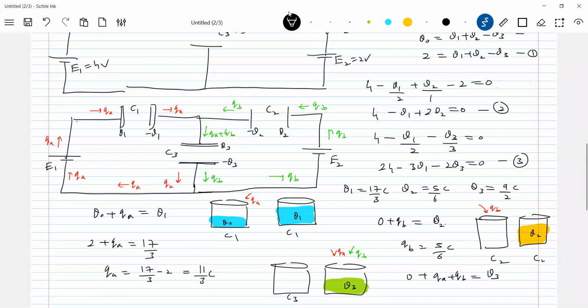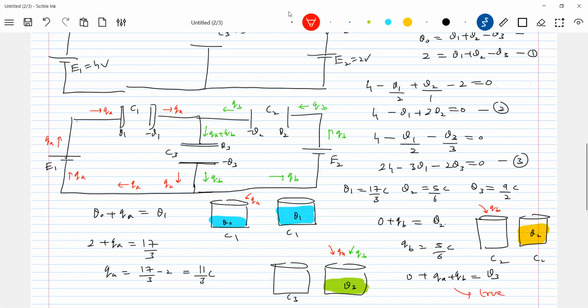Already we know QA and QB. Check whether QA plus QB is equal to Q3. Yes, sir. Fine, no? So this is one method of cross-checking whether you're right or wrong. All this will help us. So this is true.